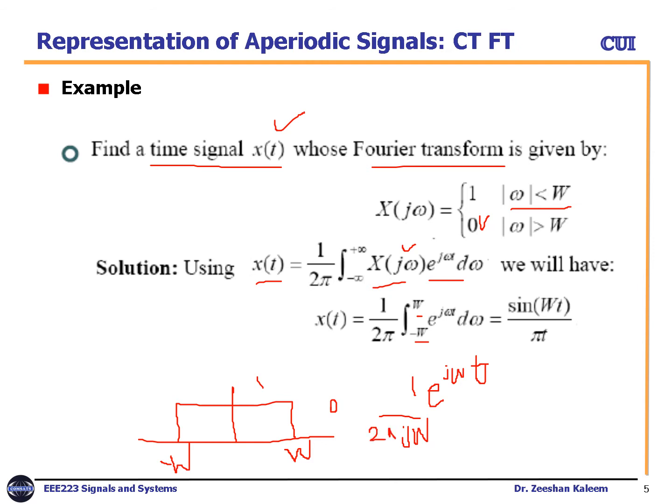So 1 over 2 pi j omega, and the limit will be from minus w to plus w. And now instead of this omega, you will put the w, and after solving, you can easily get this sine wt over pi t, by just doing some algebraic manipulation. It is very easy, so you can try yourself as well. Because using the 1 over 2j (e^(j theta) minus e^(-j theta)), you know that it's equivalent to sine theta. So using the same identity, you can get this output as well, right?